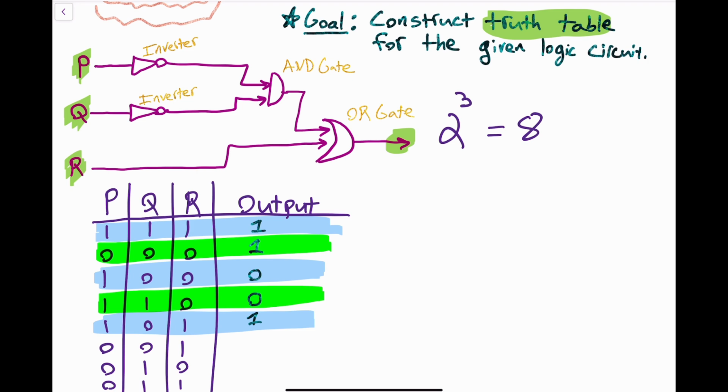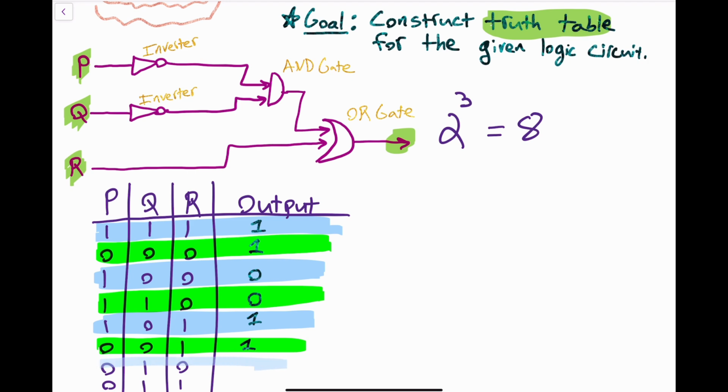to the next row. And that row has a 0, 0, 1. So P is a 0, Q is a 0, R is a 1. P with that 0 goes to an inverter to get 1. Q with that 0 goes to an inverter to get 1. 1 and 1 is just 1. R is a 1. We have an OR gate. 1 or 1 is just 1. Let's move on to the next row.